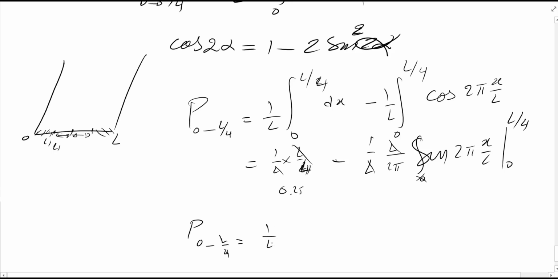So this is 1/4 minus 1 over 2 pi times the sine of L over 4 times 2 pi divided by L, which is pi over 2, and the sine of pi over 2 is just 1. So this is basically the answer to this whole probability. It should be less than 1. So we have 1/4 minus, it's going to be actually a lot less than even a quarter, so it's going to be a tiny number, 1 over 2 pi.